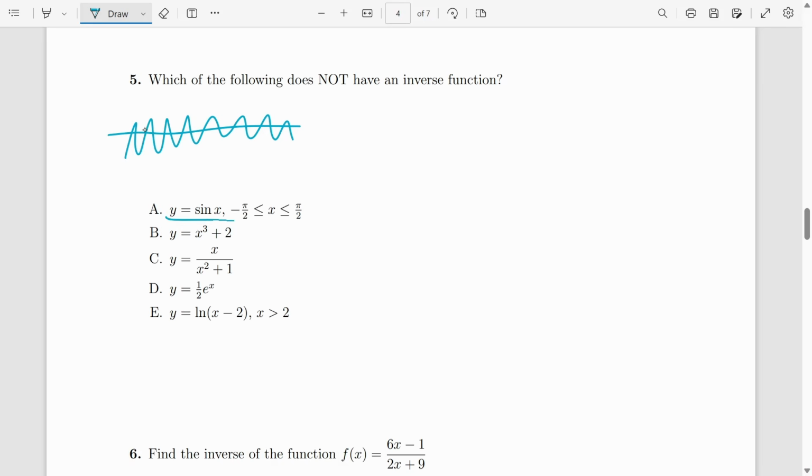So you'd probably look at A and think, oh yeah, that absolutely violates it. It's just sine of x, which just repeats on and on forever in a big wave. But look at its domain. Look how it is defined. It is the values of x between negative a half pi and positive a half pi. And when you graph that out, you'll see that it actually does not violate the horizontal line test.